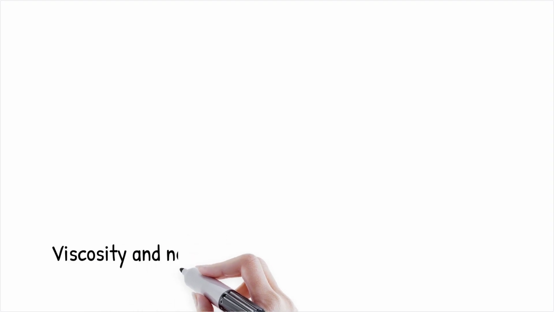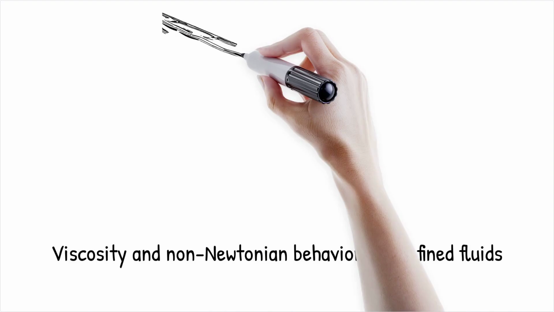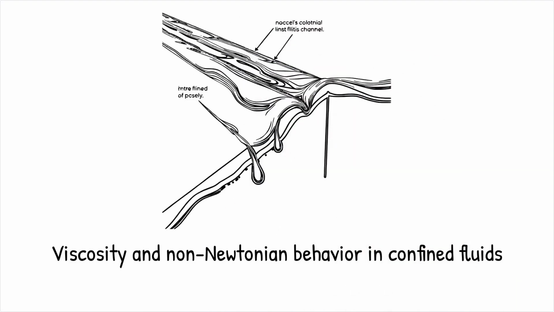For instance, viscosity, elasticity, and non-Newtonian behavior, e.g., shear thinning or shear thickening, are influenced by the geometry of confinement and interactions with channel walls.